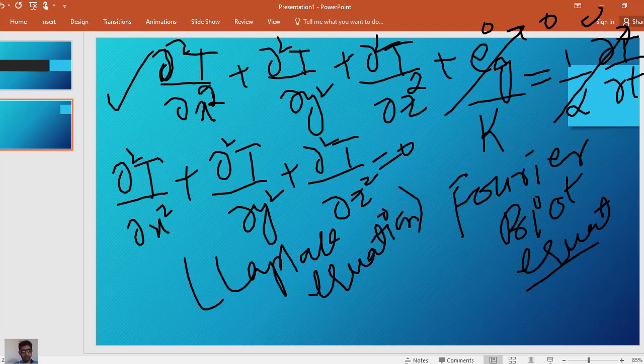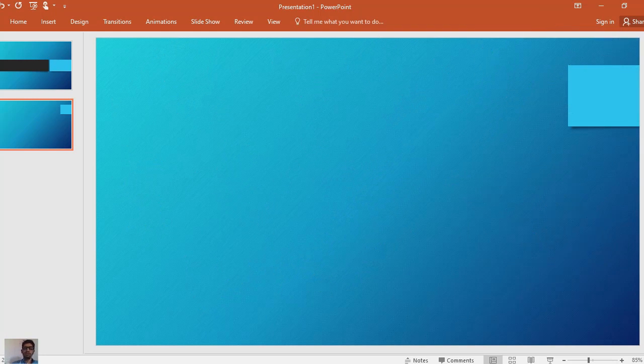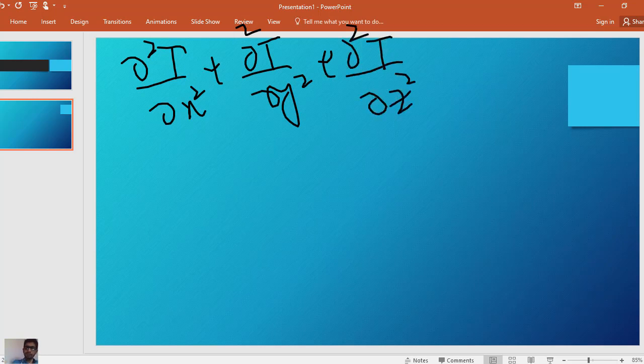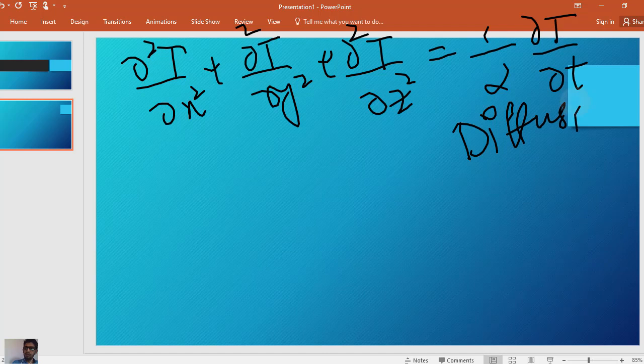There is another equation, which is called the heat diffusion equation: ∂²T/∂x² + ∂²T/∂y² + ∂²T/∂z² = (1/thermal diffusivity) ∂T/∂t. This equation is called the heat diffusion equation.